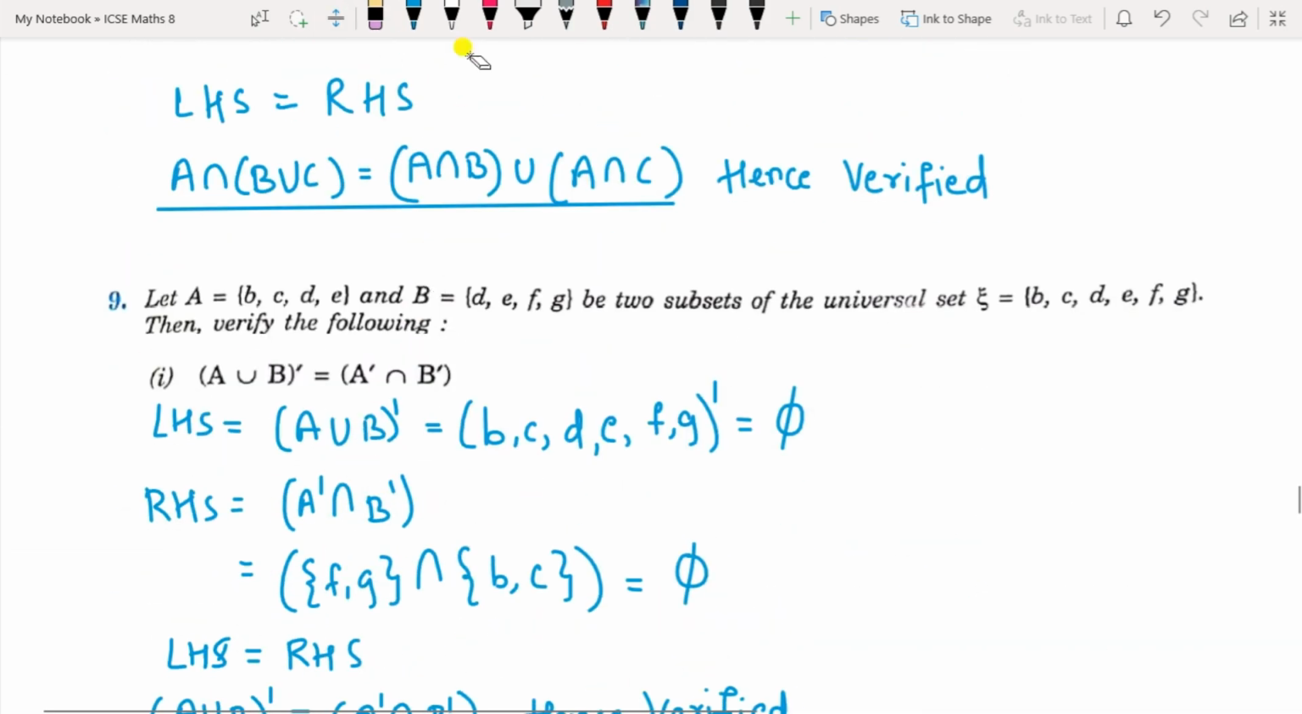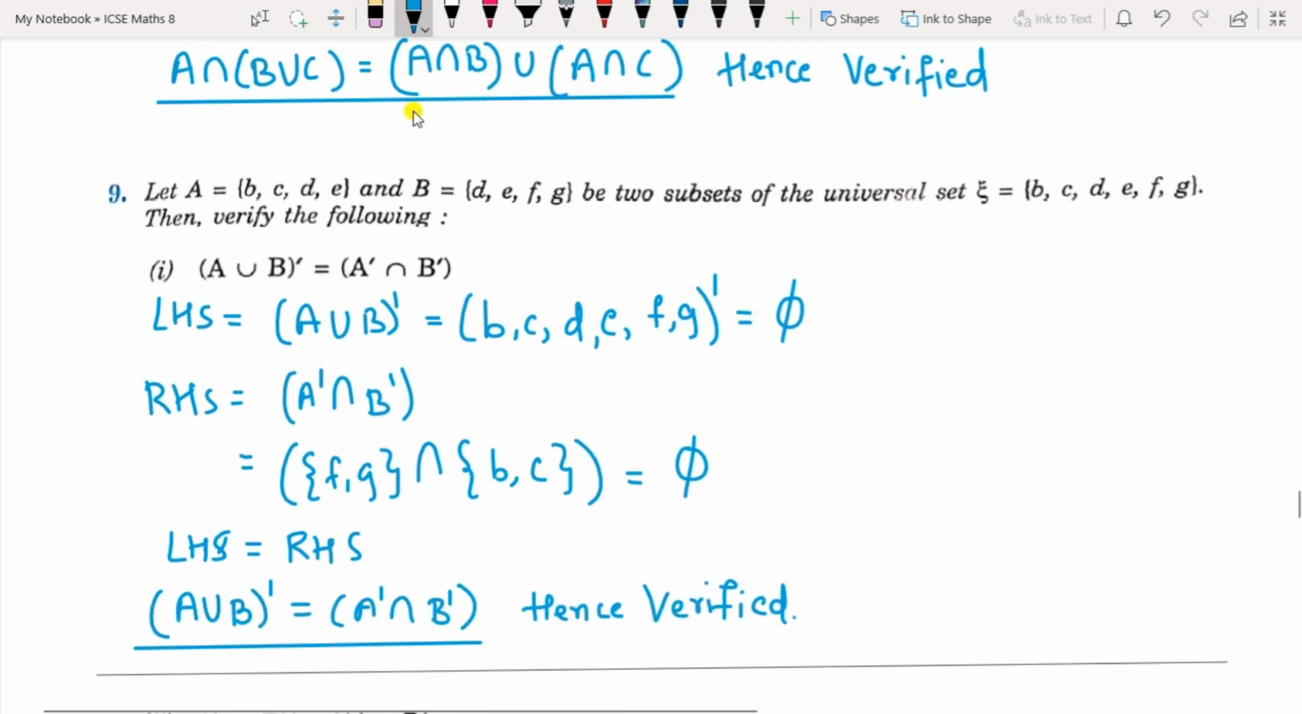The next one, the 9th question, is: A is given as {B, C, D, E}, B is {D, E, F, G}. These are the two sets. The universal set is given as {B, C, D, E, F, G}. So you have to find the complement using De Morgan's law. So (A union B) complement: first you have to write A union B and then write its complement. So first do the union of these two, that will be B, C, D, E, F, G. And now its complement: take all these elements from the universal set and write the remaining ones. But here there is nothing remaining, so it is φ.